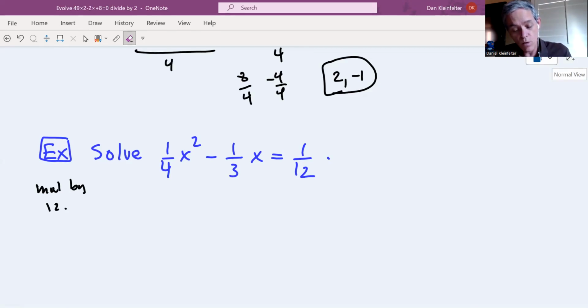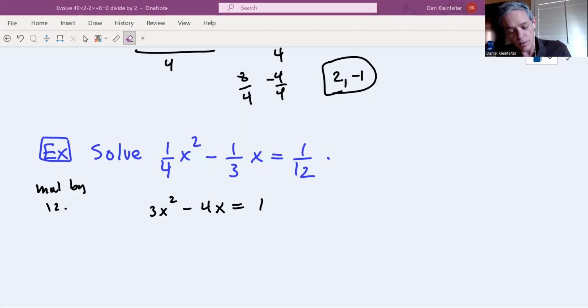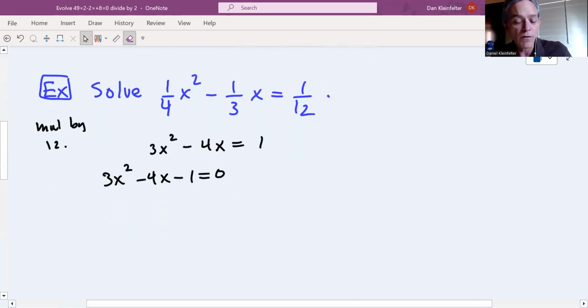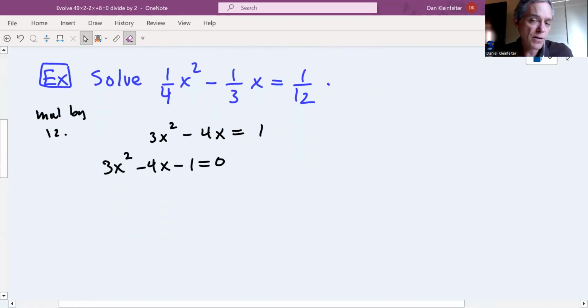Okay, so 1/4 of 12 is going to be 3. 1/3 of 12 is going to be 4. Okay, 1/12 times 12 is going to be 1. All right, so then once again, let's collect everything onto the left-hand side so that it's set equal to 0. So from here, pause the video and try this one yourself, and then restart the video and see how you do.